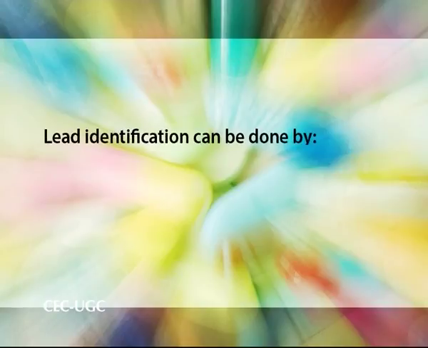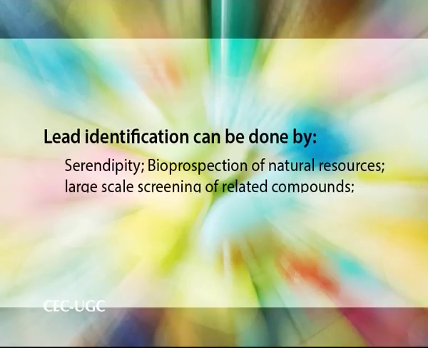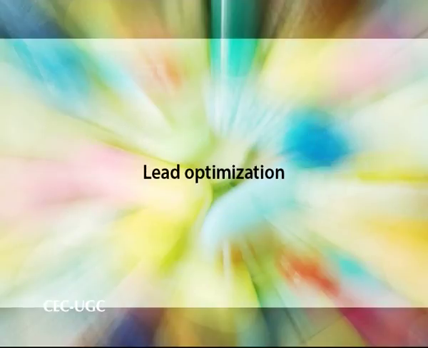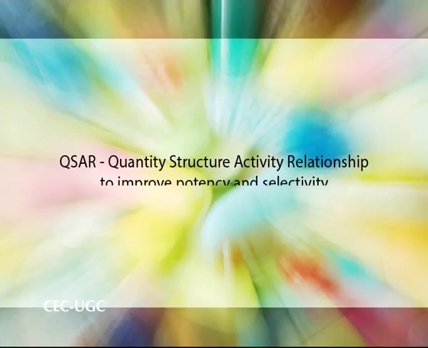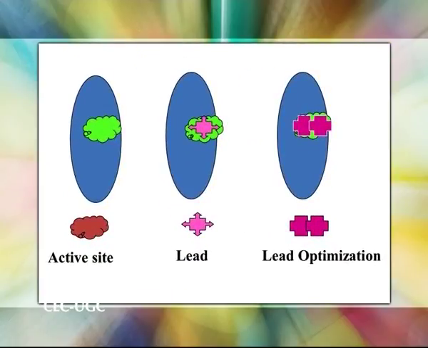Lead identification can be done by means of serendipity, by prospection of natural resources, large-scale screening of related compounds, or high-throughput screening. Lead optimization. Those molecules fulfilling the lead identification criteria can go to molecular finishing school. At this stage, the computational technique used in refining the structure of the lead compound is QSAR, that is, quantitative structure-activity relationship, to improve the potency and selectivity. The information from QSAR can be used to suggest new chemical modifications for synthesis and testing.